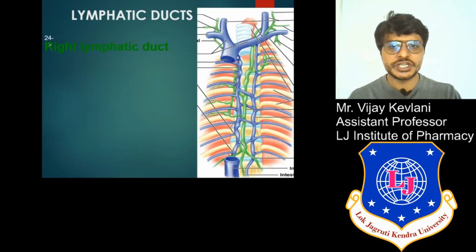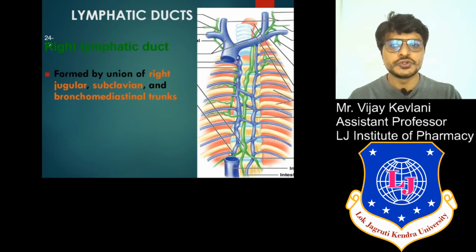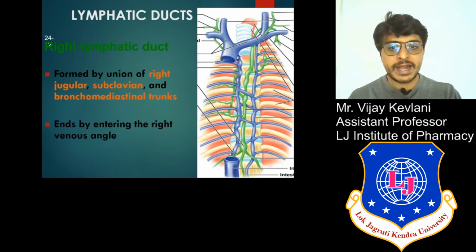Talking about lymphatic ducts, the right lymphatic duct is formed by the union of the right jugular, right subclavian and right bronchomediastinal trunks. It ends by entering the right venous angle. Here you can see the right venous angle, where the right lymphatic duct ends.